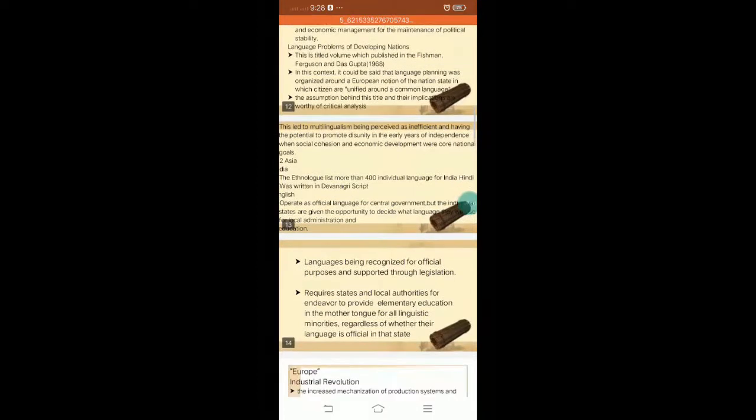And then in Asia, India, the Ethnologue lists more than 400 individual languages for India. So when we say Ethnologue, this is a catalog of the languages of the world. So in India they have 400 individual languages. So Hindi is one of their official languages, written in Devanagari script.